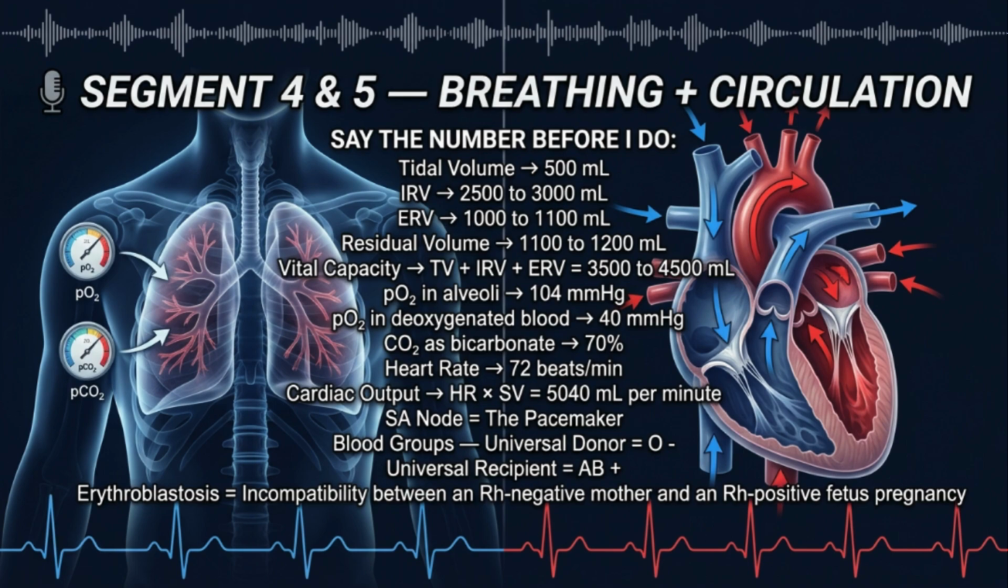The electrical conducting system of the heart. SA node generates the impulse. SA node is the pacemaker. It sends the signal to the AV node, then to the bundle of His, then to the Purkinje fibers, causing the ventricles to contract.